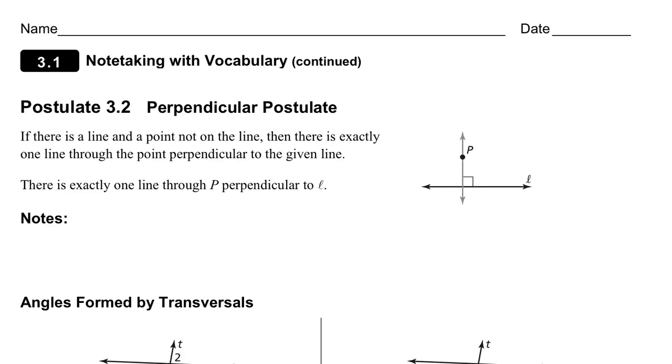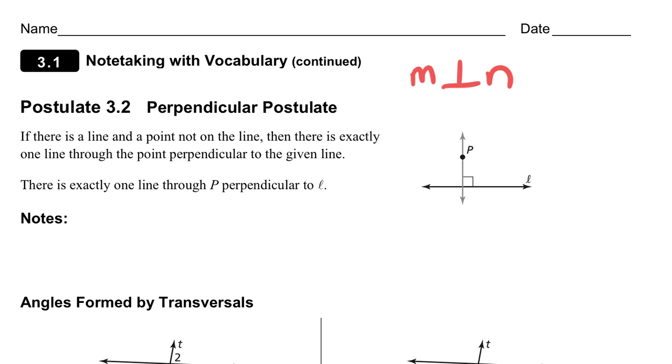Now we have the perpendicular postulate. Same thing. If we have a line and we have a point not on that line, there is exactly one line that goes through that point that is now perpendicular to the original line. And just a little reminder, when we say perpendicular, let's say we had lines M and N, we'd say M is perpendicular to N. That's how we would write perpendicular. Now, in this example, P is a point. It is not a line, so you have to be very careful not to say P is perpendicular to L. Okay.